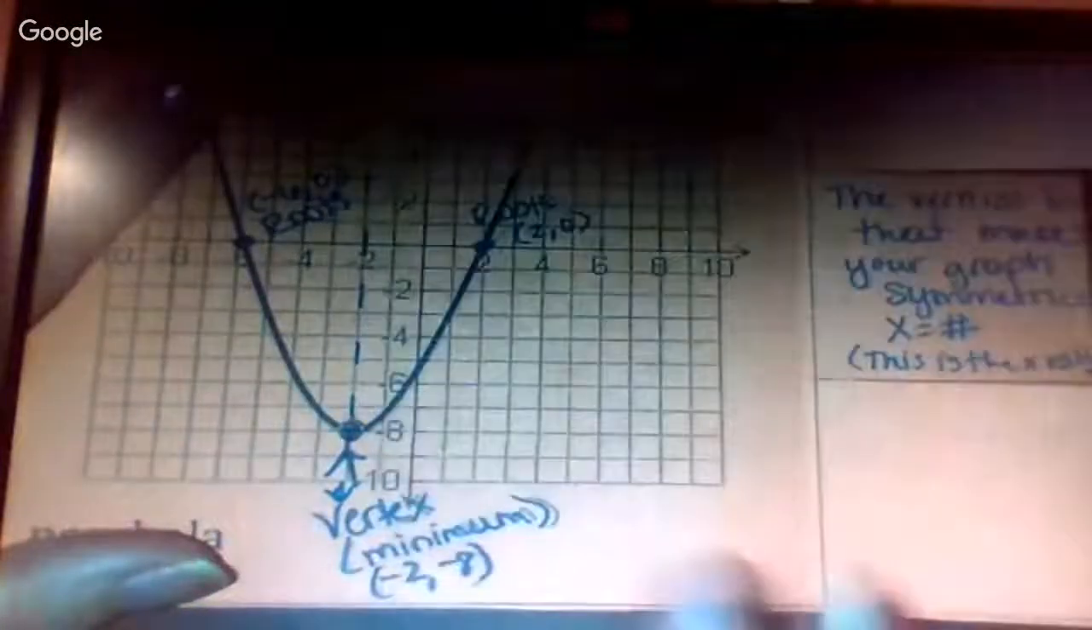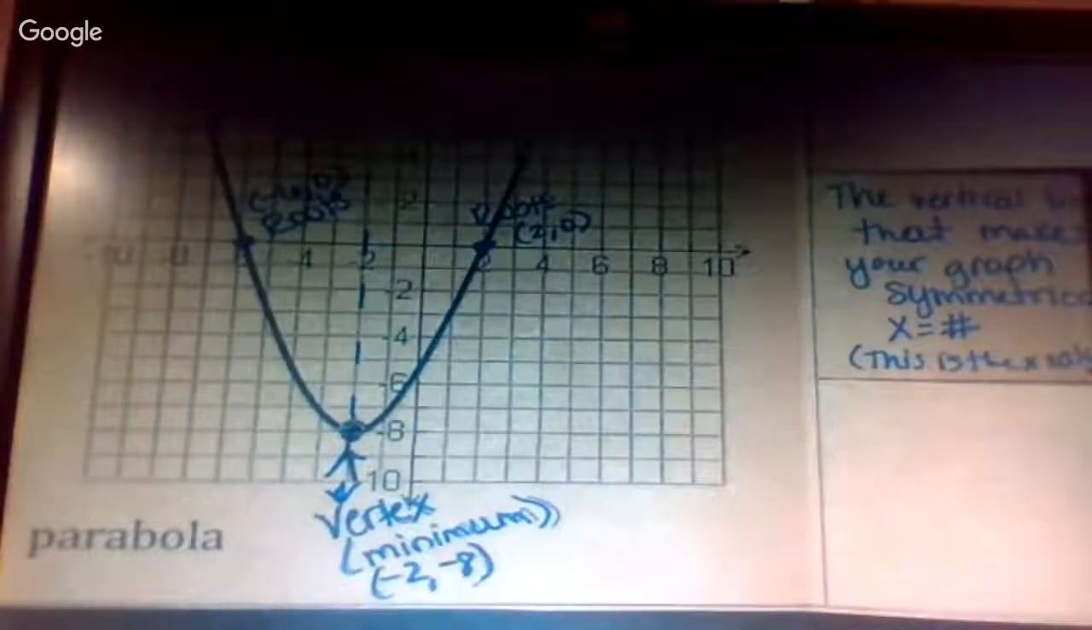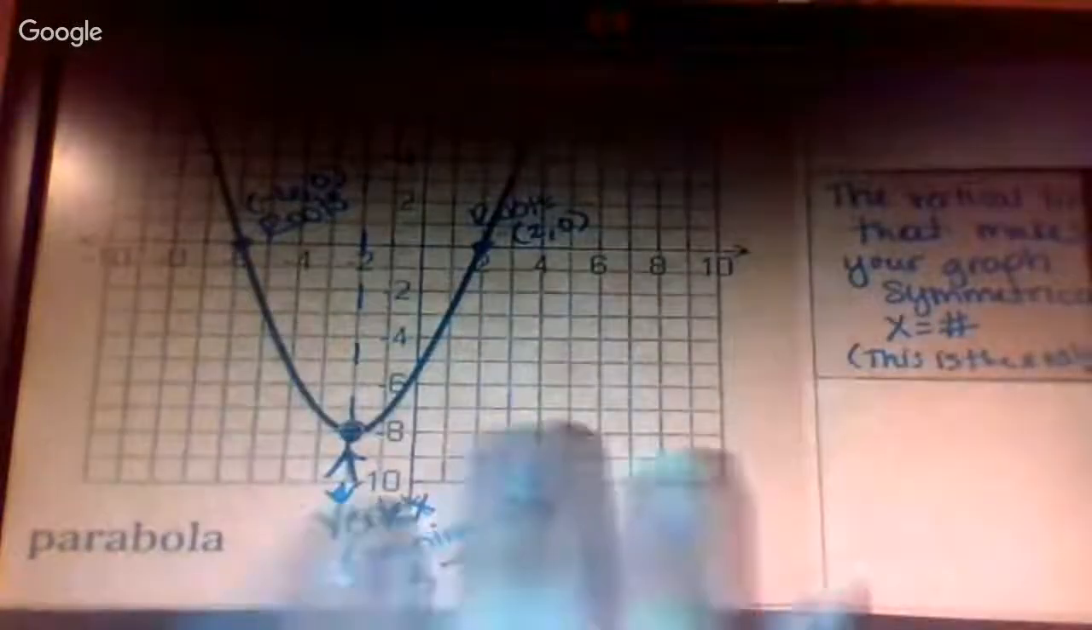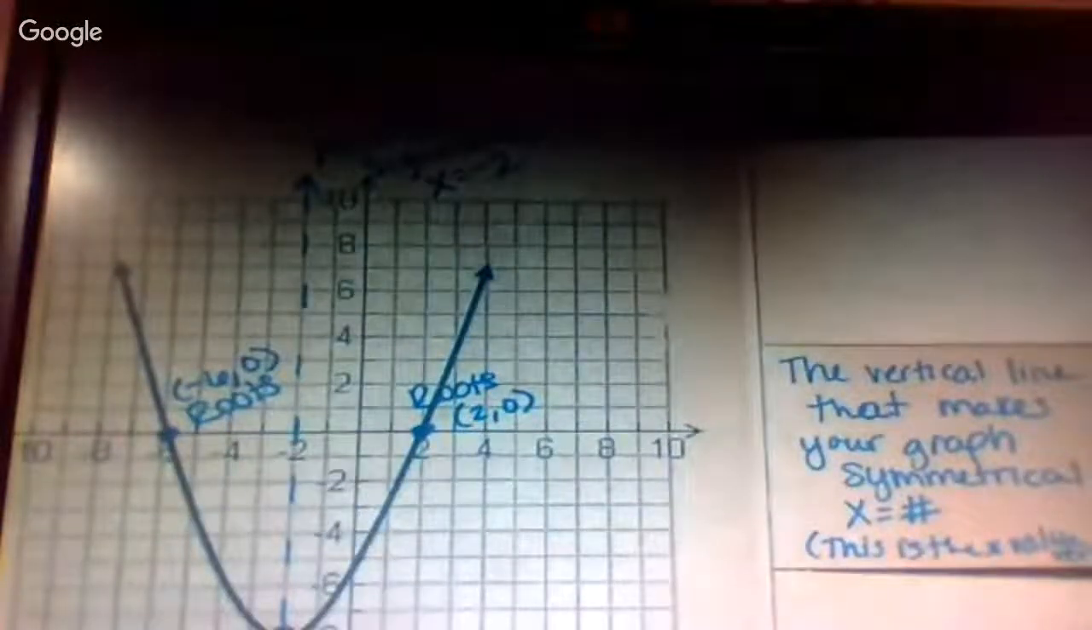So if we go back to your graph, the line that cuts this in half is this line right here. Notice it goes straight through your vertex. What number on the x-axis did we go through? -2. Your vertex was -2, -8. So this is your axis of symmetry, and it's at x equals -2.